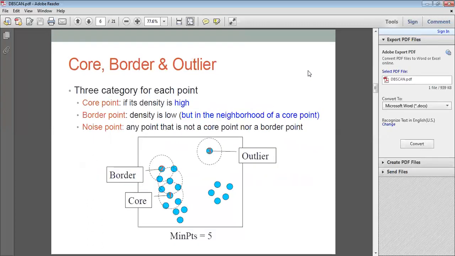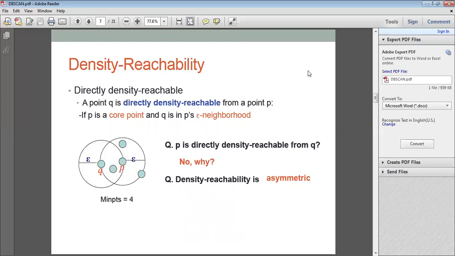The cluster formation in DBSCAN is done in terms of two concepts: density reachable and density connected. So first of all, what is density reachable? A point Q is directly density reachable from a point P if P is a core point and Q is in P's epsilon neighborhood. I'm repeating it: a point is density reachable if it is in the epsilon neighborhood of a core point.